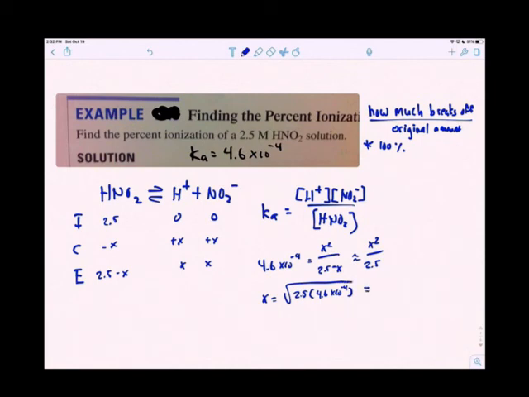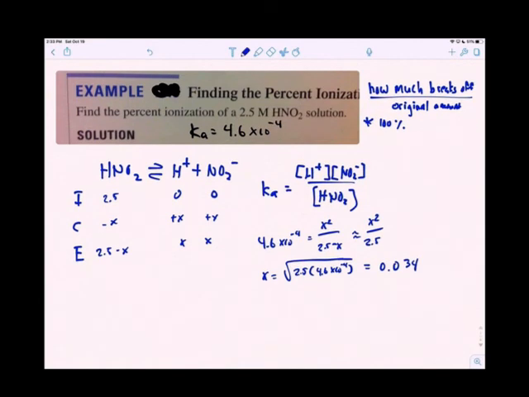Which is x equals 0.034. So if it ionizes 0.034, and it starts off at 2.5, your percent ionization is 0.034 all over 2.5 times 100%. And looking at it, this is 1.4%.